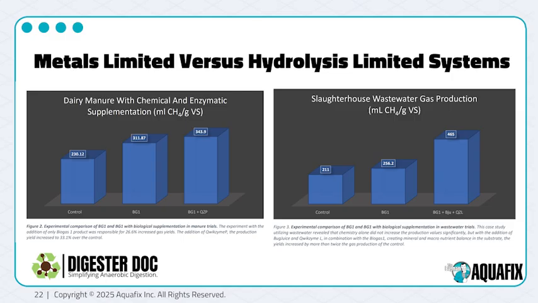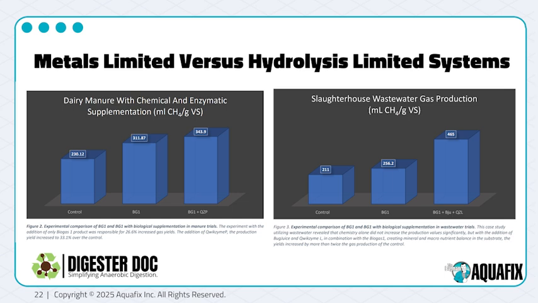Another concept I mentioned a couple times earlier on, but I want to elaborate on, is if you have an enzyme limited system, so a system that's failing to perform hydrolysis, or if you have a micronutrient limited system, so there's not enough micronutrients for the methanogens to function efficiently.